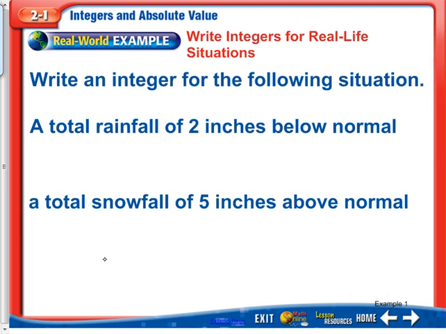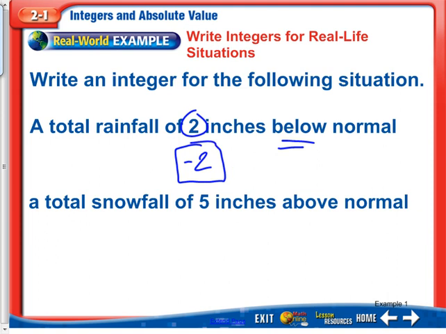All right. So now, first of all, we're going to just practice writing integers. So we have to read the problem and then figure out how we would interpret that situation with numbers. A total rainfall of 2 inches below normal. Now this word below is key. So obviously we have the number 2. Now the word below means we need to put a negative in front of it. And that's all that means.